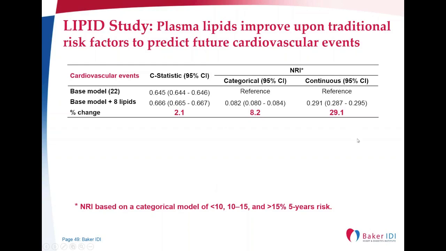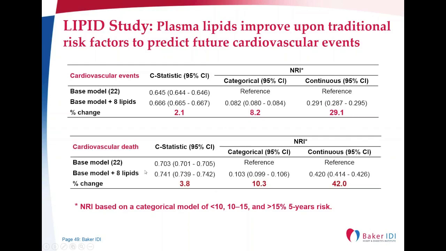And then we did the same analysis looking at cardiovascular death, where we see slightly better performance: nearly a 4% improvement in the C statistic, a 10% improvement in the categorical NRI, and about a 40% continuous net reclassification index.